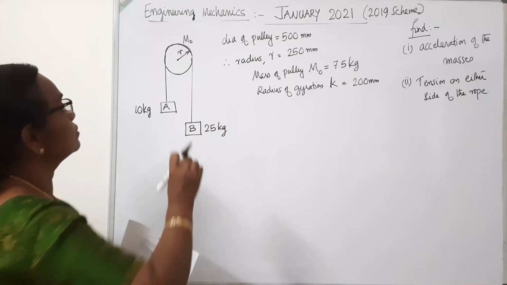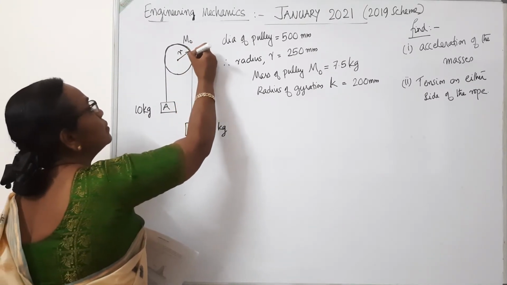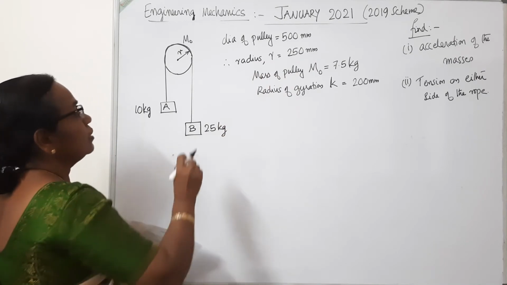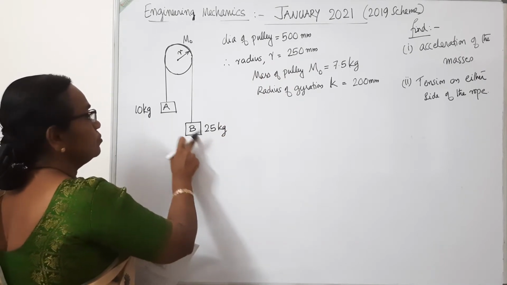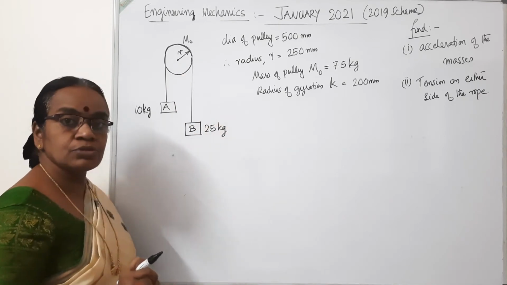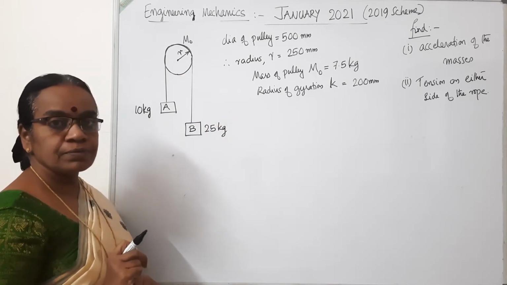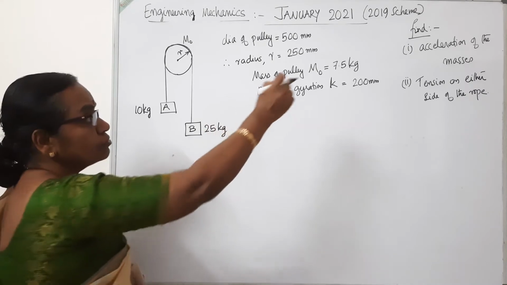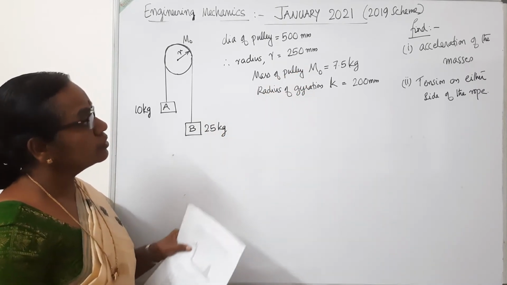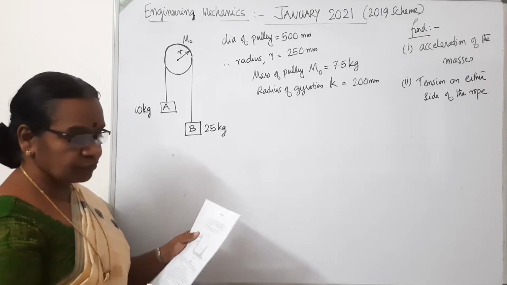So let us see a pulley. This is a pulley. Its mass is given as 7.5 kilogram and there are two weights, 25 and 10, attached to this pulley by means of a rope. You are asked to find out the acceleration of the system, or the acceleration of these masses, as well as the tension on either side of the rope.